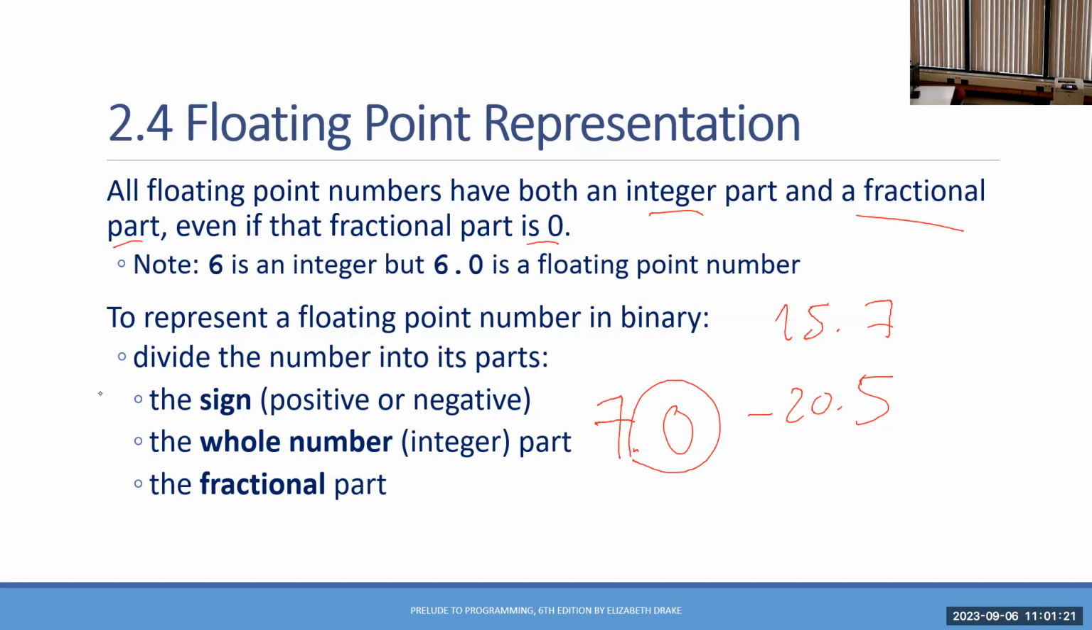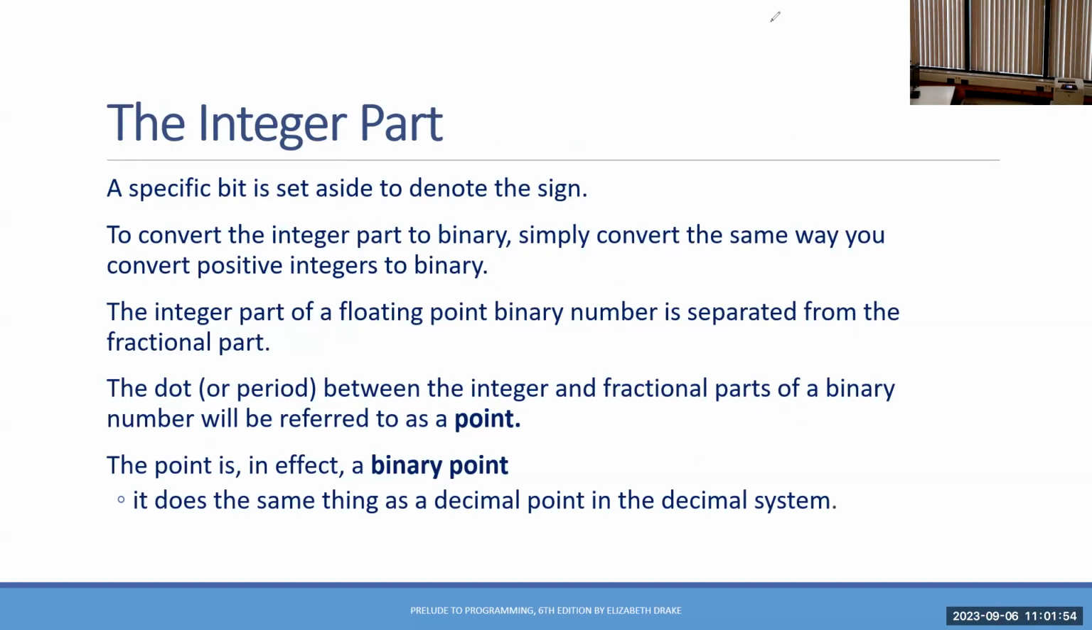To represent a floating point number in binary, you divide the number into the sign, which is the first part, and the whole number or integer part, which is the second. You learned the sign already: 0 is positive, 1 is negative. And you learned the whole number already. Now the last one is the fractional part. So how can you represent the fractional part? Let me explain it to you. The integer part is just done normally.